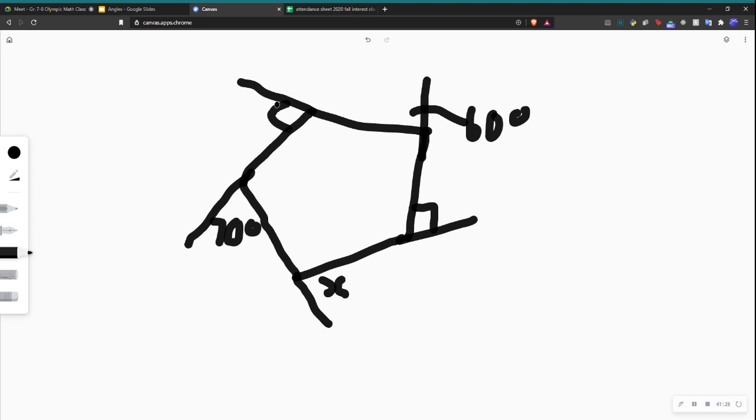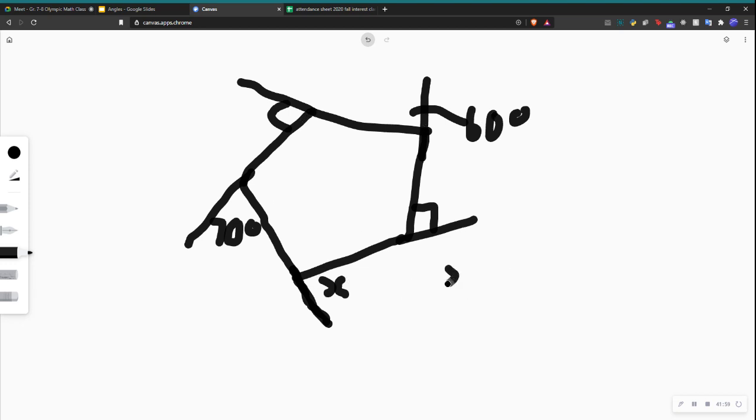So notice that the angles that are labeled or marked are exterior angles, right? They're on the outside of the pentagon. And they're formed with a side length that is extended. So these are exterior angles. And remember that the sum of the exterior angles in any polygon is 360 degrees. So basically we can just make a simple equation where we add all these values up to get 360 degrees.